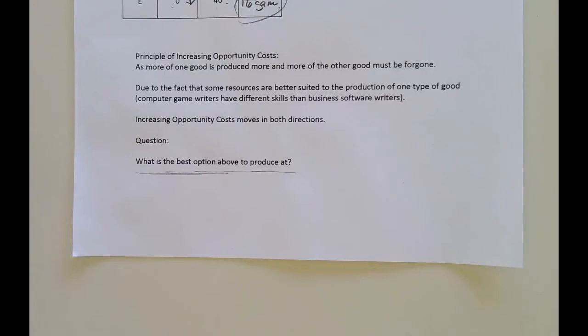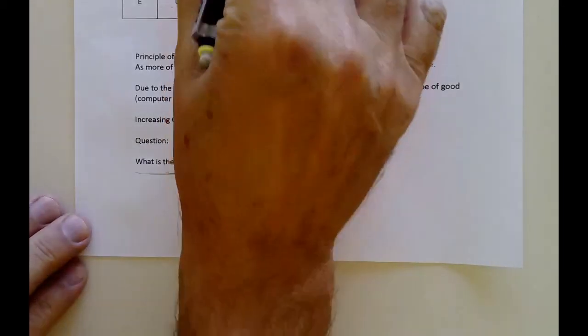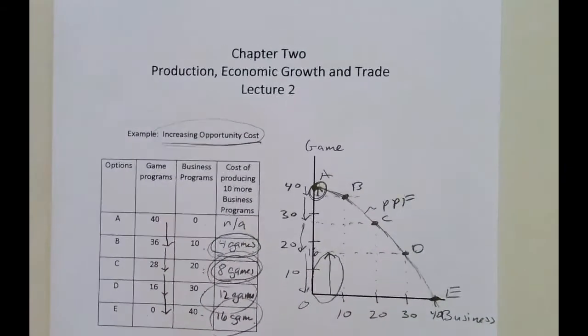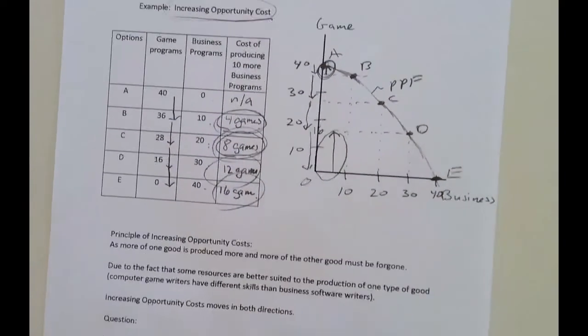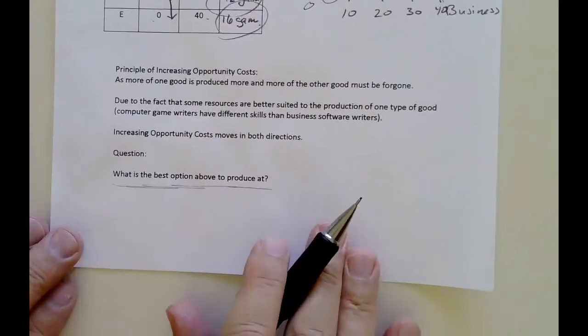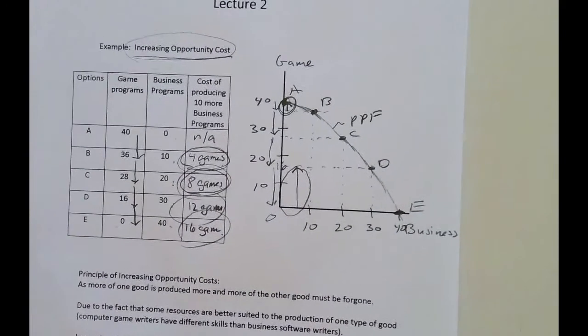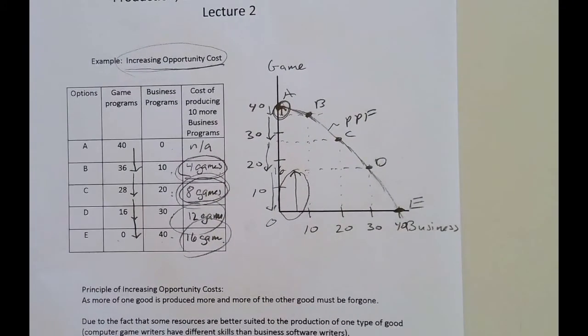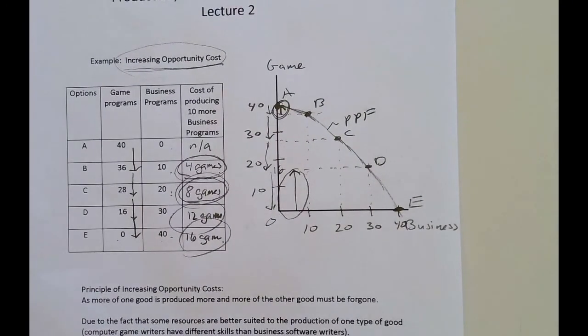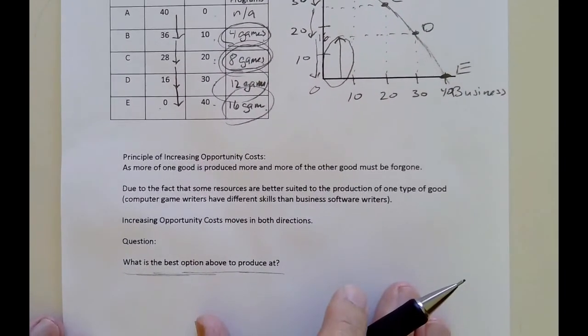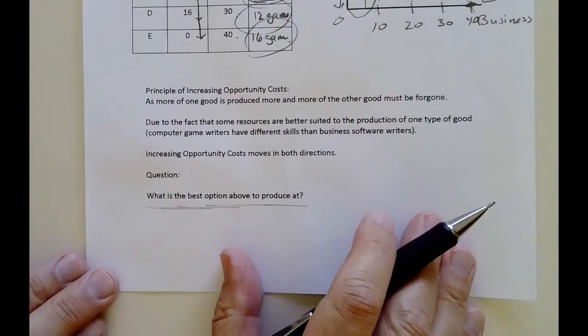Hello, this is Chapter 2, Lecture 3, even though it says Lecture 2 up there. We're just finishing off on this one. At the end of last lecture, we were talking about this production possibilities frontier with game programs and business programs. And I left you with one question down here. What is the best option above to produce that?